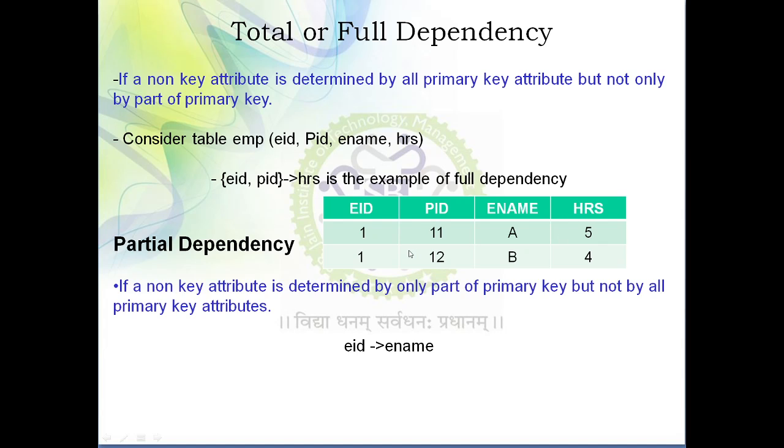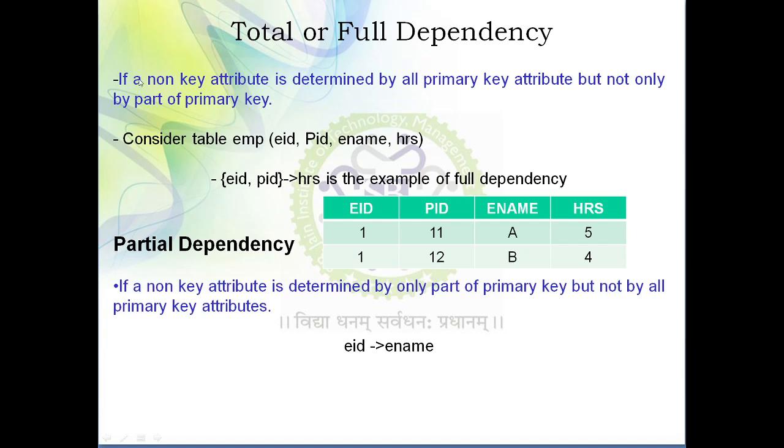No. Suppose I say employee ID 1, can I uniquely say number of hours is 5? No, because 4 is also there. But suppose I say employee ID 1 and project ID 11, then can I uniquely identify the number of hours? Yes, the value is 5. If I take the combination of 1 and 11, then the value of number of hours is 5. This is total dependency.